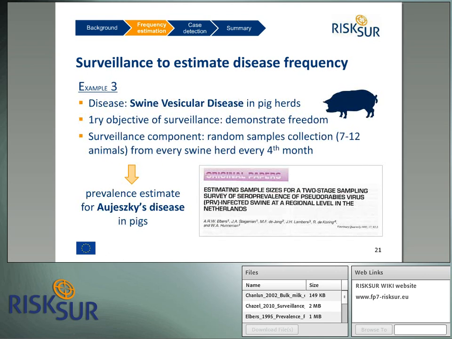In this other example, the authors designed a random sampling for estimating prevalence of Wojcicki disease, based on a comprehensive sample collection already in place to demonstrate freedom from swine vesicular disease. This smart way to optimize resources is also known as multi-hazard surveillance, but it works well as soon as the component providing the samples, which in this example was the sample collection for demonstrating freedom from swine vesicular disease, is representative and preferably comprehensive.